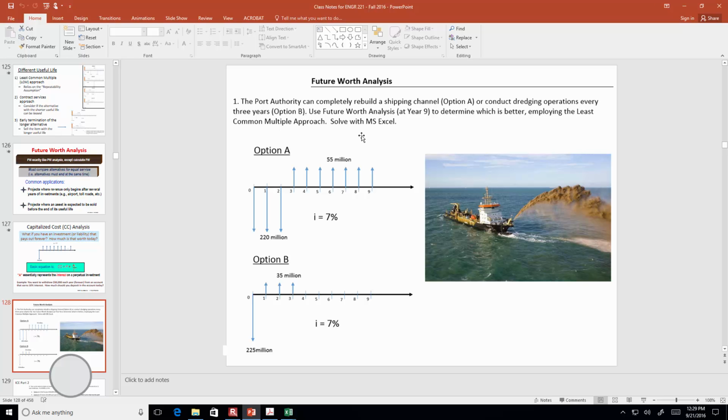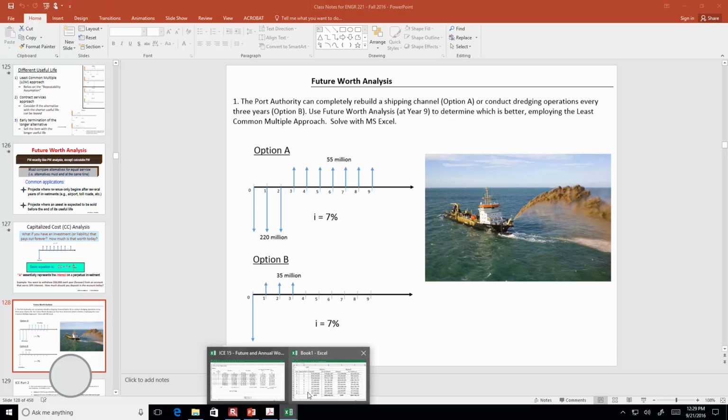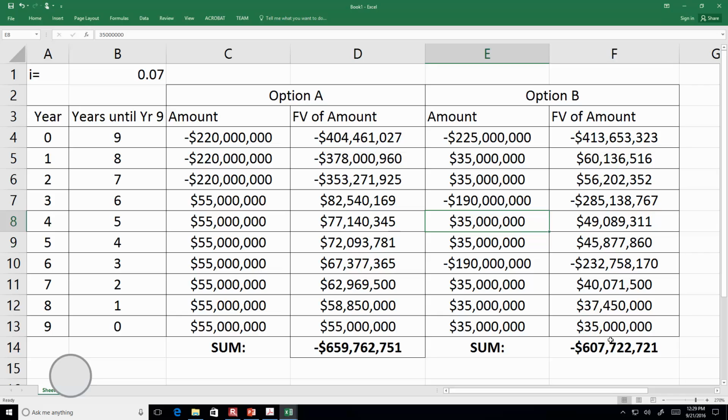But it may be that this is the government, and they have to keep the shipping lanes open regardless of whether they make any revenue or not. And so there are situations where even though you're going to lose money, you still have to do a project. And if that's the case, then you'd want to do option B. You'd want to do the periodic redredging and the complete rebuild of the shipping channel.